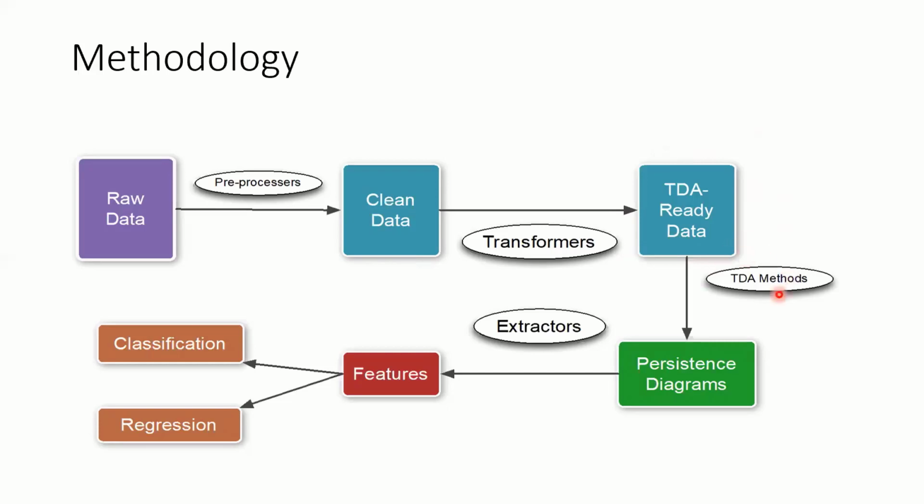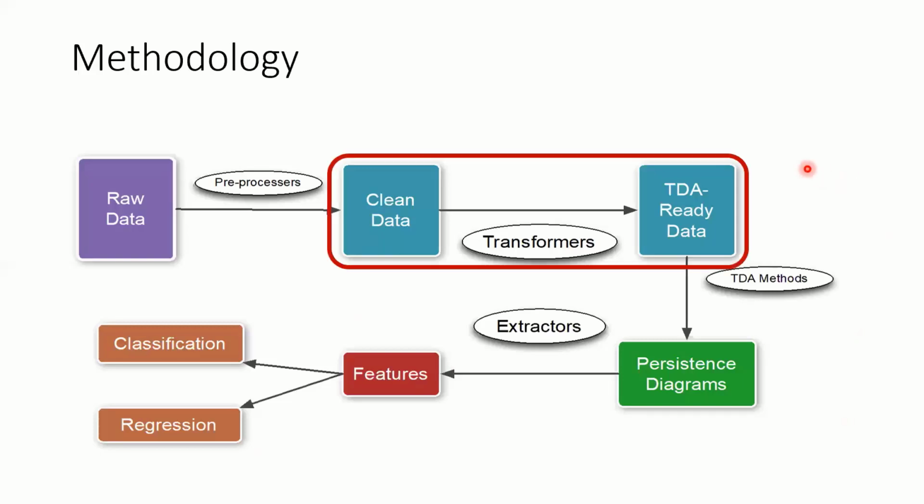And then we apply these TDA methods. For example, we get persistence diagrams, right? And then once you have your persistence diagrams, you would like to use them for learning tasks. And the first idea that comes to mind is, how do I extract useful information from the persistence diagrams, which I can then use as features for classification and learning. So the first piece of the pipeline that we're going to explore is this question of transformers.